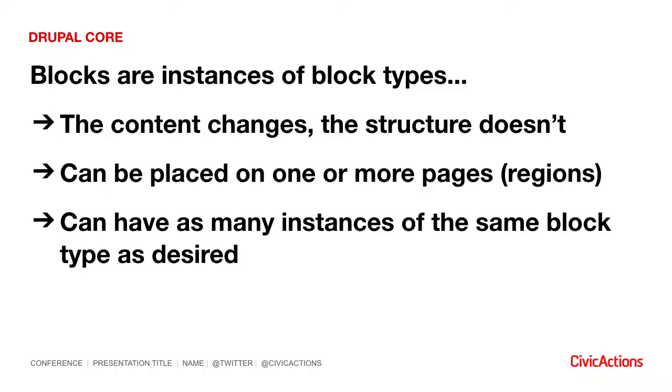And blocks themselves in Drupal 8 are now instances of these block types. They're different than they were in 7, where you only had a set of blocks. So the content can change per block, but the structure does not. The structure persists across everything that inherits the block type. So you can place a block on more than one page in a region or what have you, and you could have as many instances of the block type that you want. So if I want 17 blocks of a media block, I can do it. And it's happy. And it works in Drupal 8.